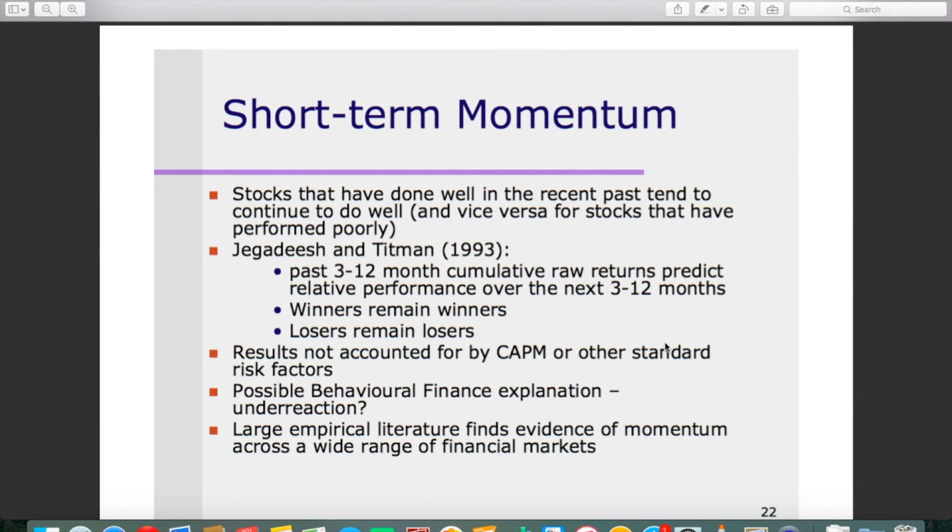Okay, so going back to one example of a study of this, taking the returns of the past 3, 6, or 12 months, predicting the performance in the next 3, 6, 12 months. Shouldn't happen under efficient markets. Okay, so this is saying winners remain winners. So risk doesn't explain it. So in a behavioral sense, we might be able to explain this as an underreaction.